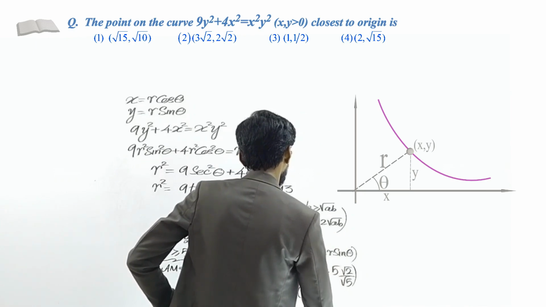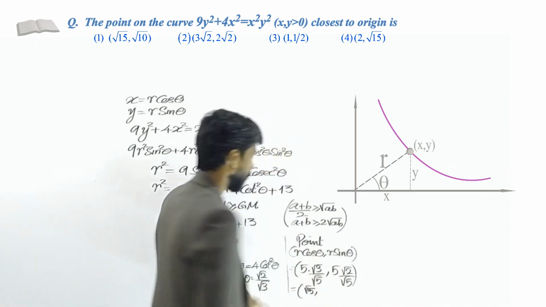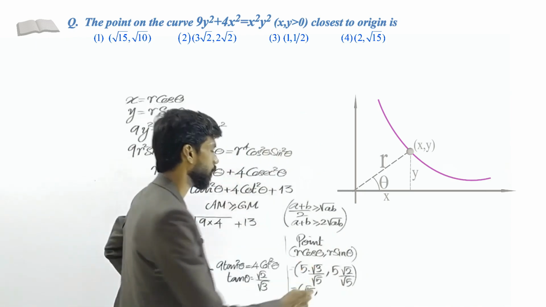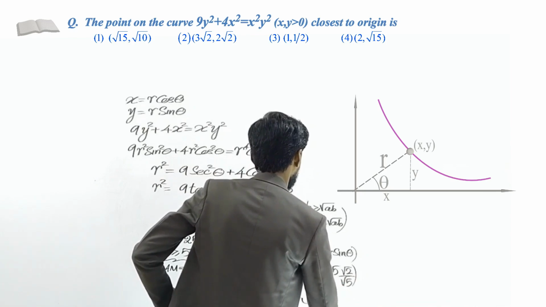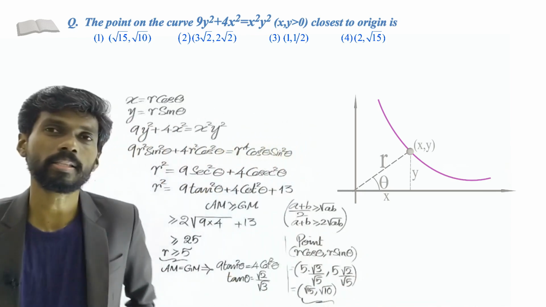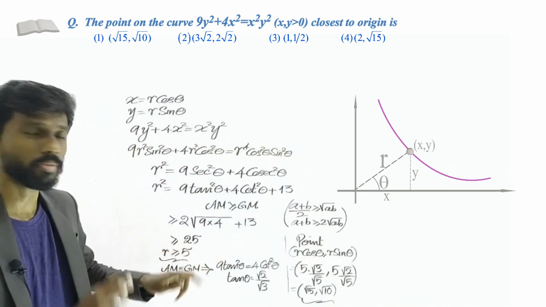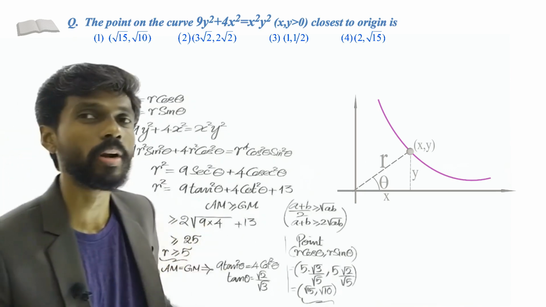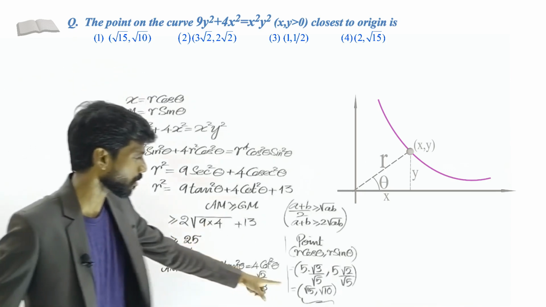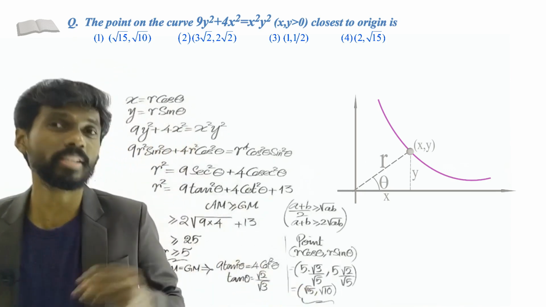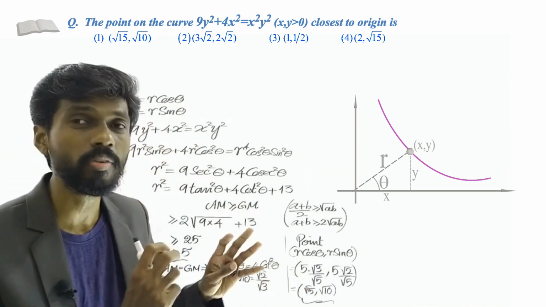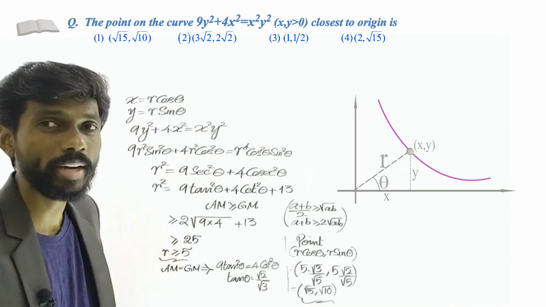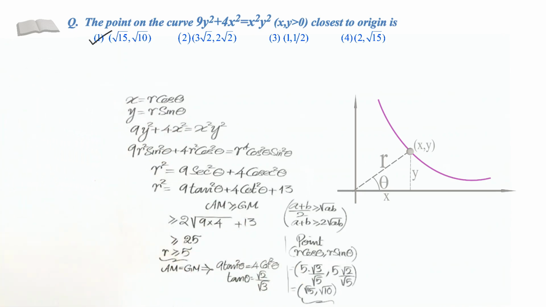So what is the answer? Root 5 multiplied by root 3 is root 15, and root 5 multiplied by root 2 is root 10. So that is our required answer. This is one of the points which is closest to origin. There is also another point, the negative of that, but we want a point in the first quadrant only. So that means root 15, root 10. That is the point on the curve which is closest to origin. Alright, so that is our required answer.